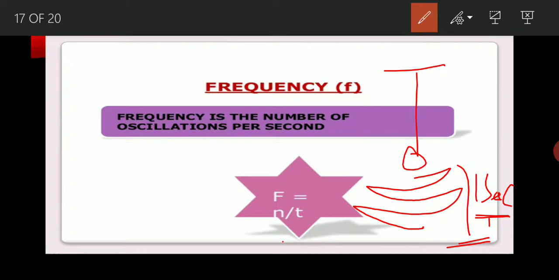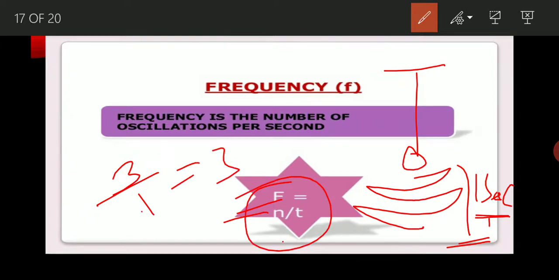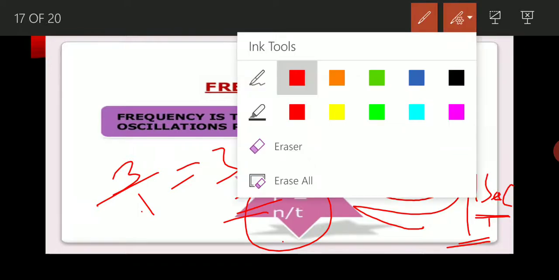Clear? Again I am repeating that suppose a simple pendulum shows 3 oscillations in 1 second, the frequency will be number of oscillations 3 upon time 1 second, which is equal to 3. So this is the formula for calculating the frequency. Clear?